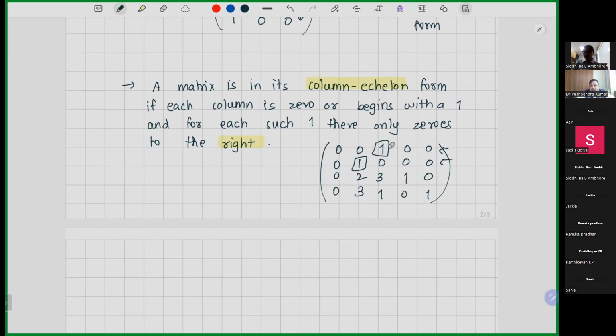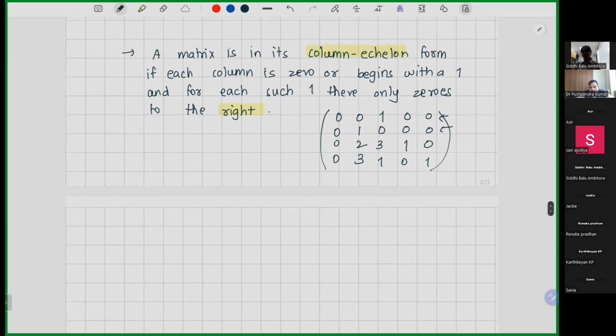Okay, so the first non-zero entry must be 1 in the column when I go from top to bottom, and everything on the right of that one must be 0. These two are the only conditions which we need to follow. And if the row or column is 0, then we do not need to check anything for them to be row echelon or column echelon form.